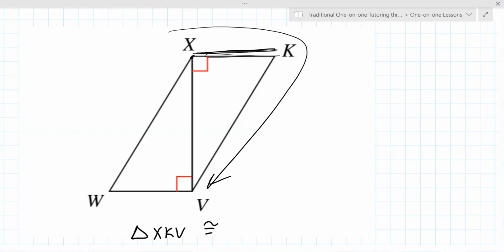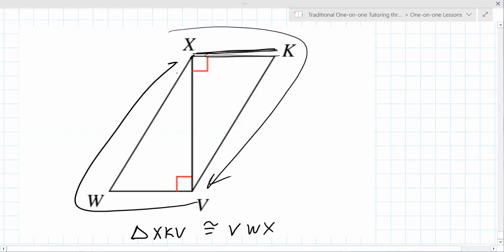There's two answers. Nope, there's only one. Wait, it starts at V. Oh yeah, oh my gosh. VWX. Yes, because you have to go short leg and then the hypotenuse. I don't know why I was just thinking we could go from W to X to V.